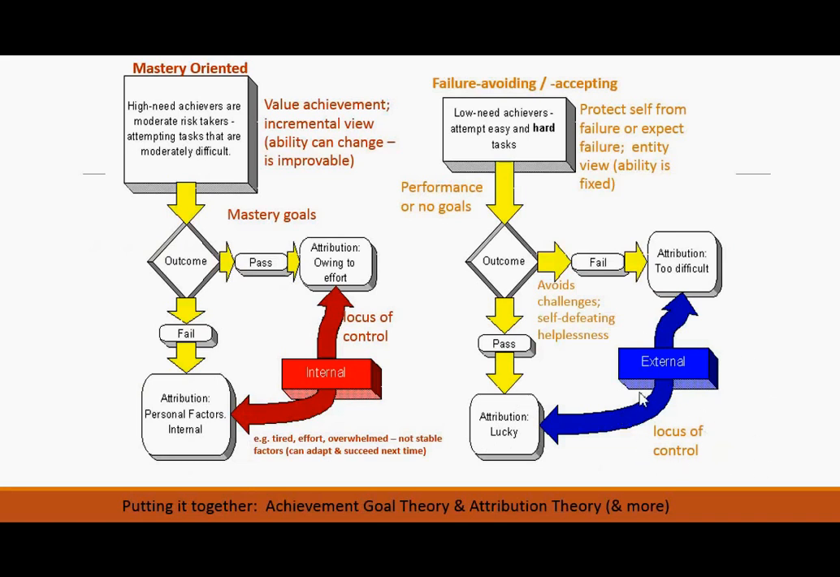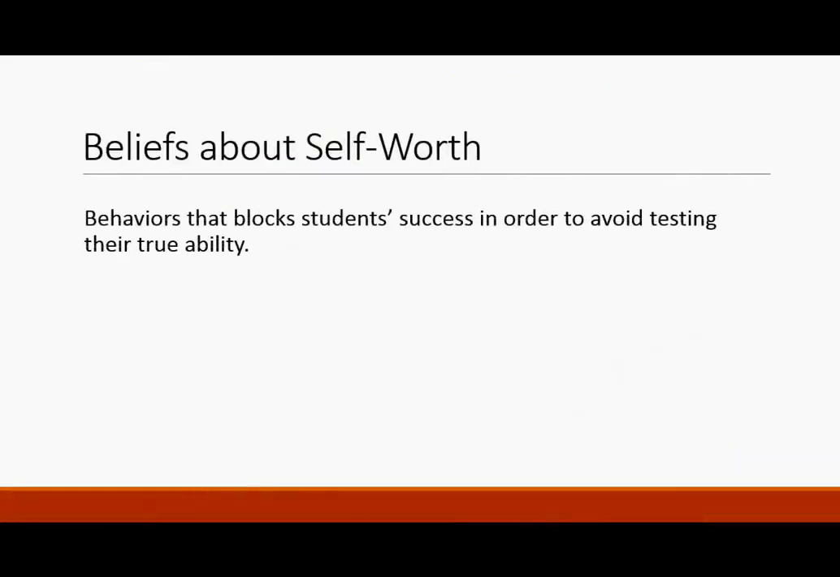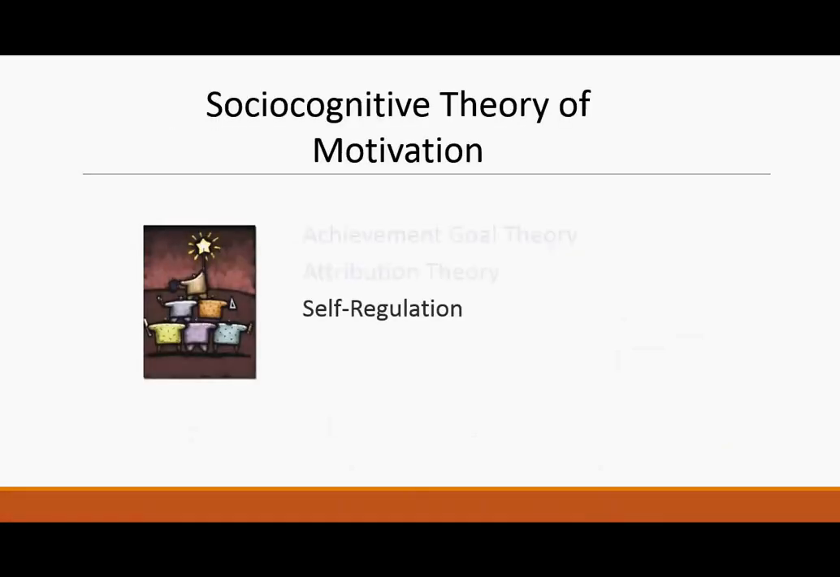It leads to an external locus of control. This is not good for our students. This does not help them build. Okay, and that's what we want. Students that are motivated, or at least volitional at first, and gain inertia through success. And of course, it influences their beliefs about self-worth, behaviors that block student success in order to avoid testing their true ability.